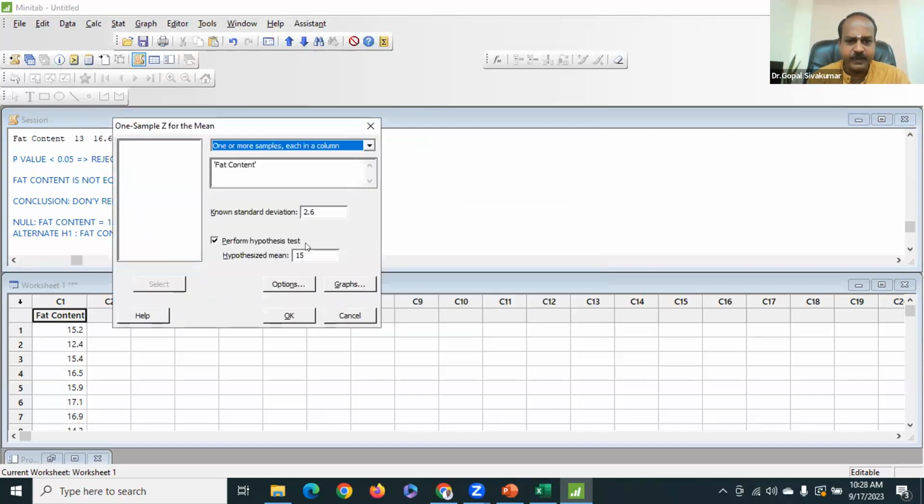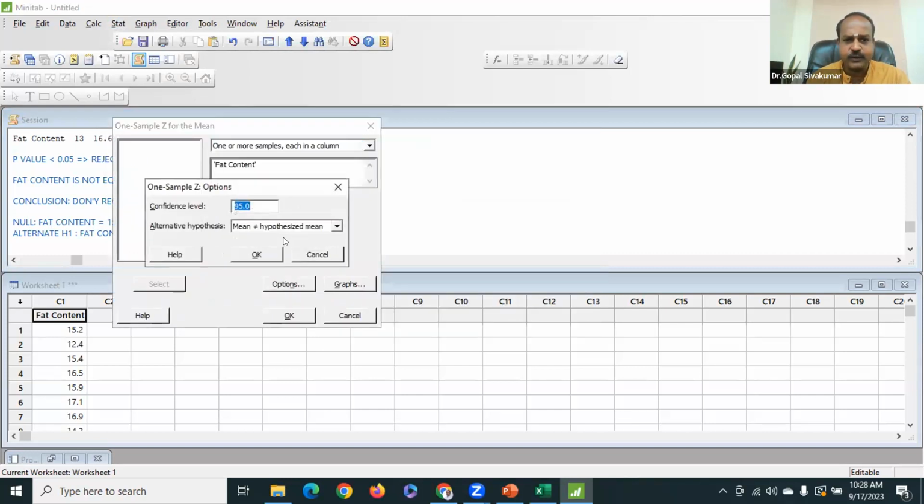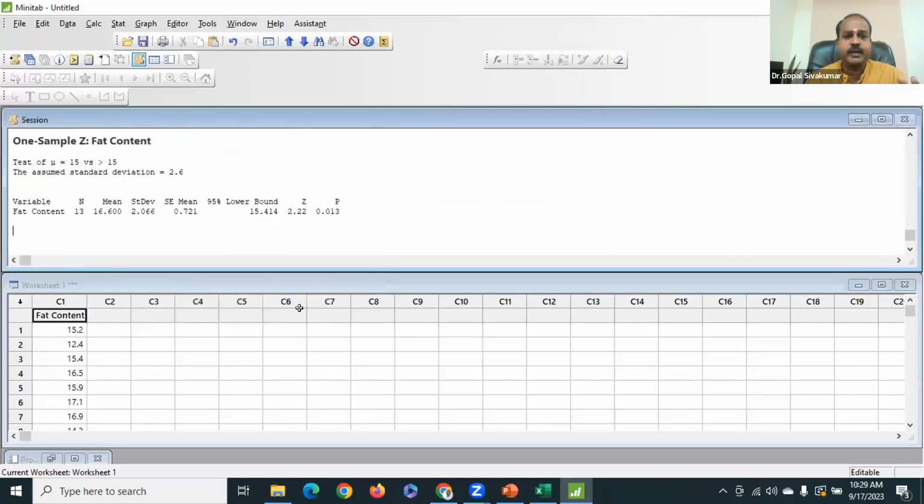Everything is written. Now the only difference is here I have to make a change. I should make it right tail, right? Because I'm only interested in checking whether it is significantly higher. So I do that and then I give okay. Now, can you see your p-value? What is your p-value? 0.0313. The p-value is lesser than 0.05.